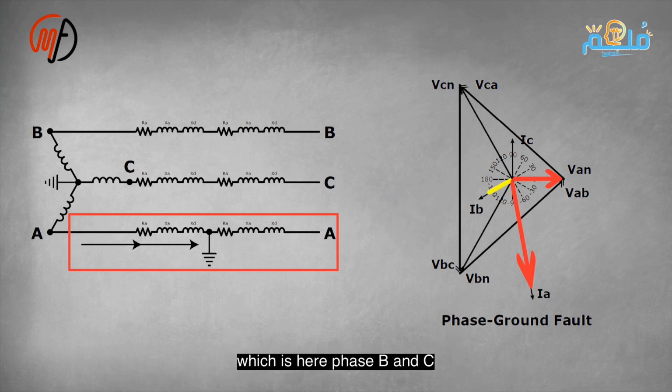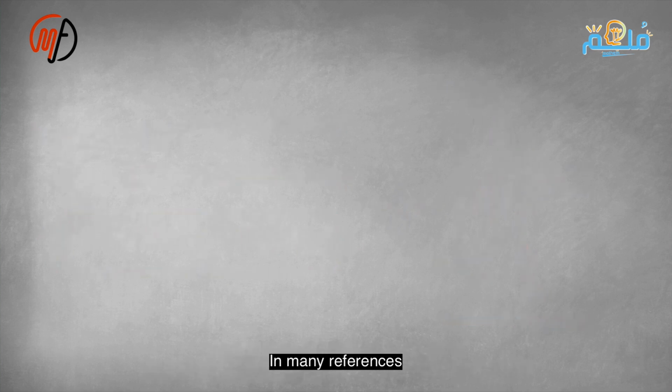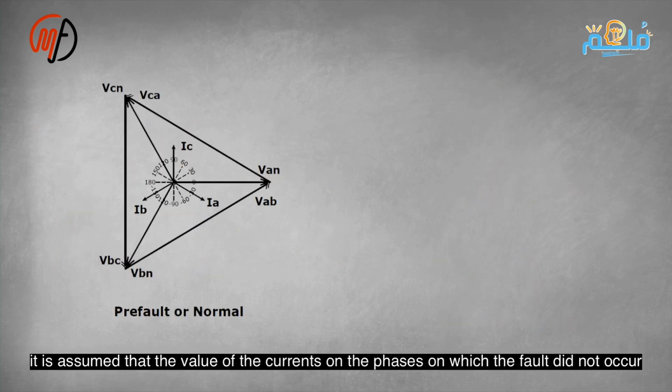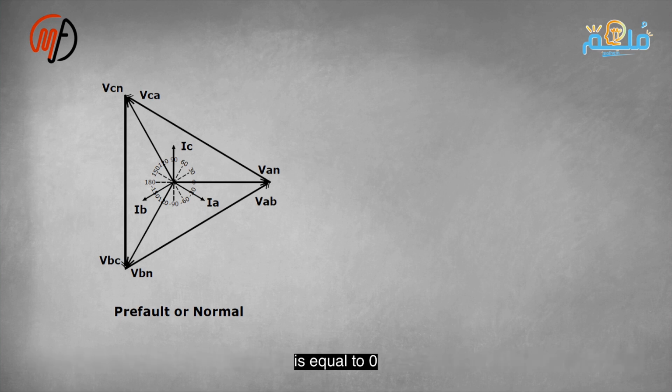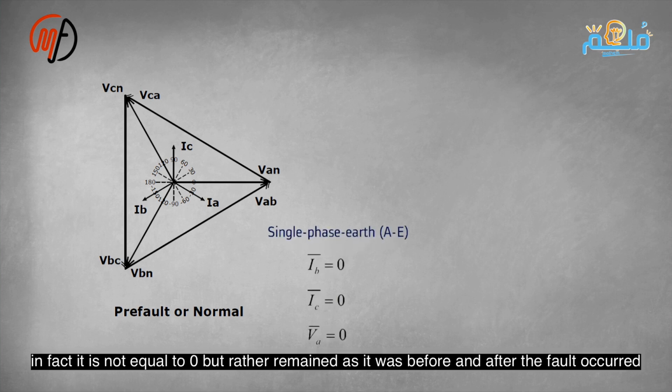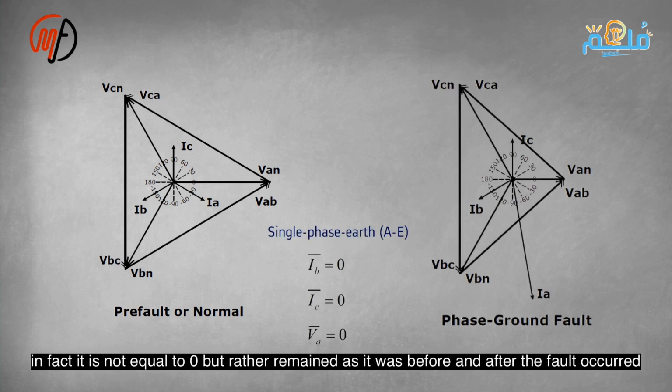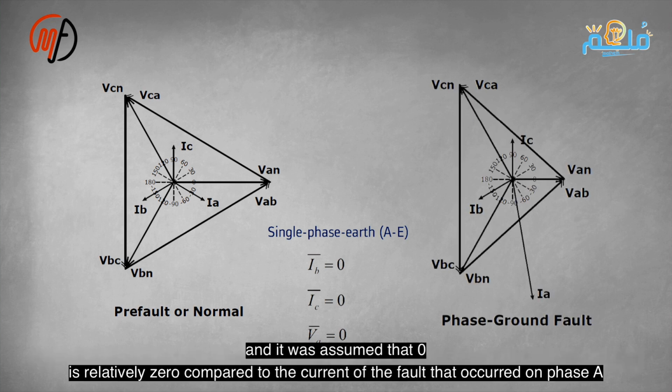The zero assumption is relative to the fault current on phase A. With a 30 kiloampere fault on phase A, the 500 ampere current seems negligible. The voltage phase shift remains constant, while the current phase shift changes, notably due to phase A's displacement. It was assumed to be zero.